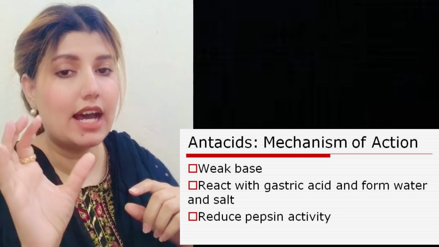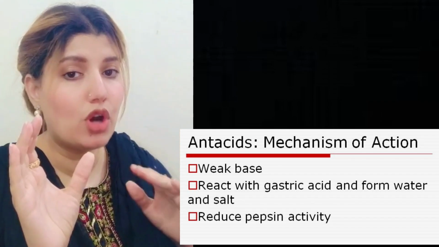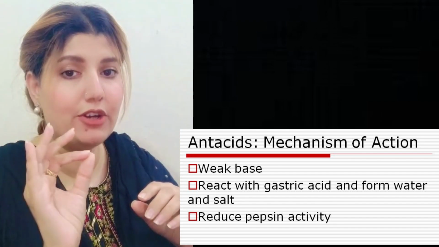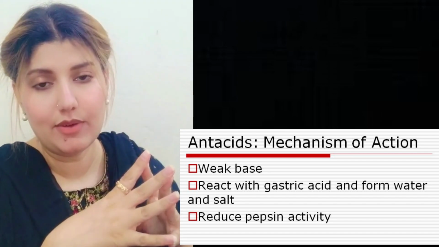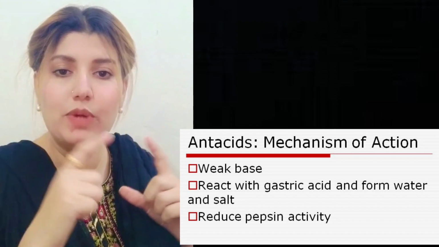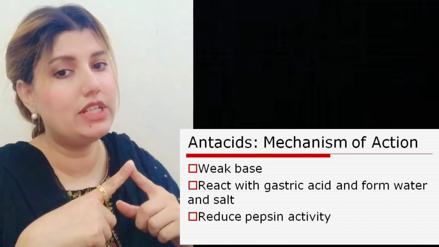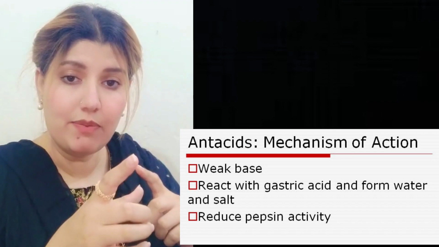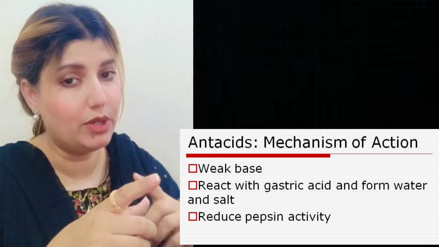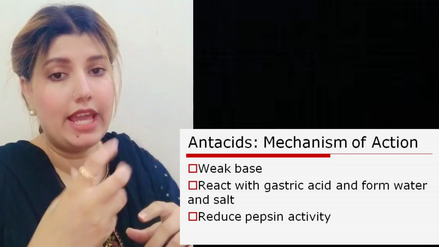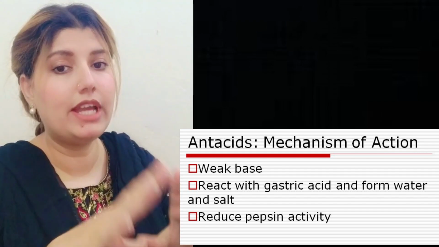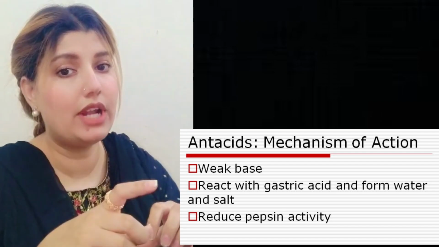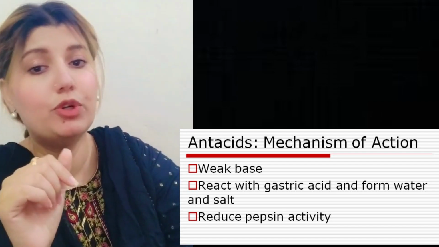Antacids are drugs that do not stop the production of acid. They are weak bases, so they react with acid and neutralize it. Whenever an acid and a base react with each other, a neutralization reaction happens and they produce salt and water. The same thing happens in the stomach. Whenever we take antacids, they go into the stomach and neutralize the acid already present. They are not going to stop the production.